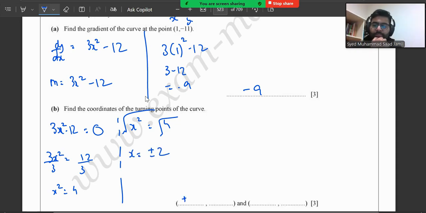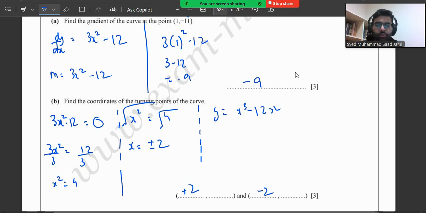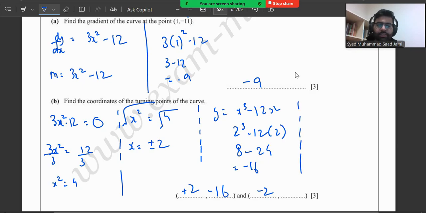Now I know my mathematics. Plus 2, minus 2. Okay. Second, we already know the equation: y is equal to x cubed minus 12x. Just put in the value of x. So 2 cubed minus 12 multiplied by 2. 2 cubed is 8. 8 minus 2 times 12 times 2 is 24. So the answer is minus 16.